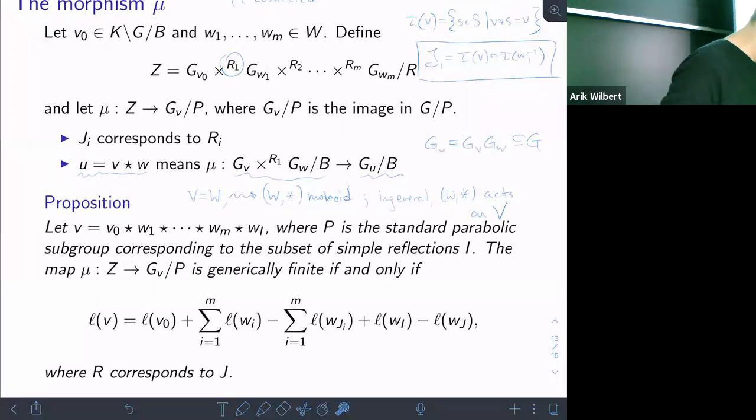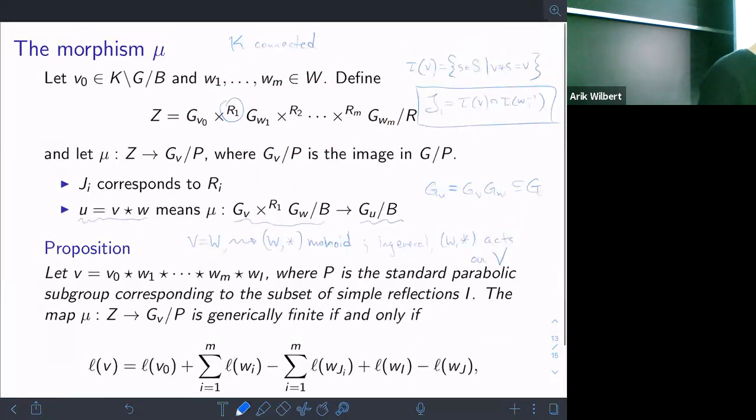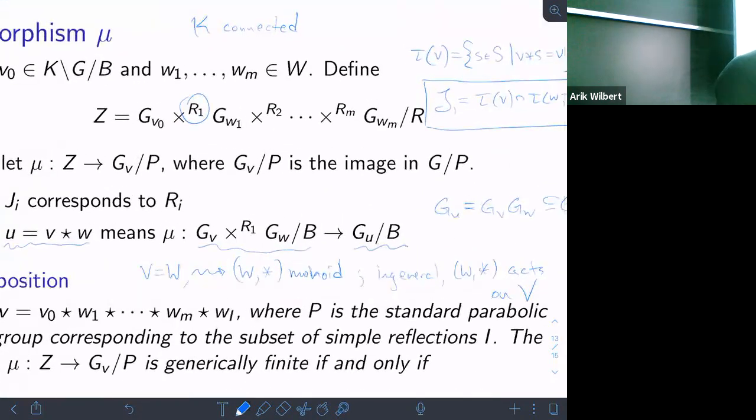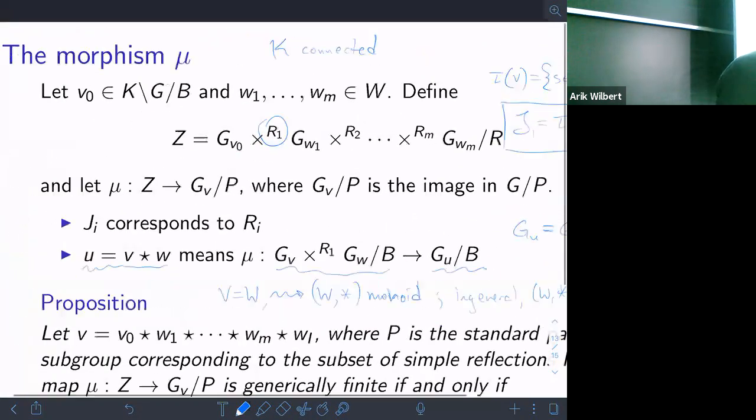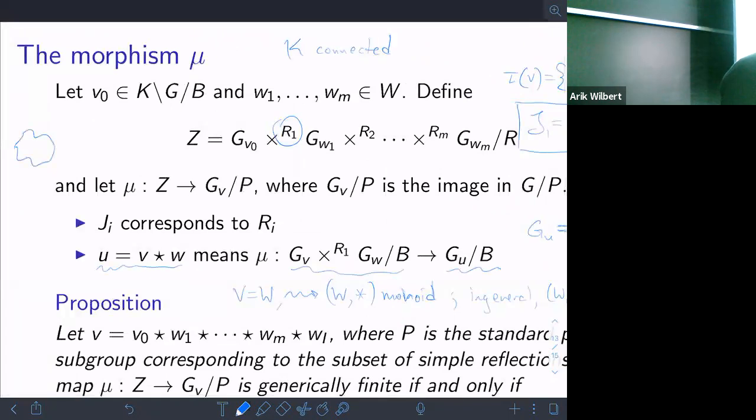So maybe I'll just say that this formula comes from thinking about this as an iterative fiber bundle. I guess in analogy, this is like you're starting with some K orbit, and then you're looking at weird Schubert varieties over it. So it's just more general than before.